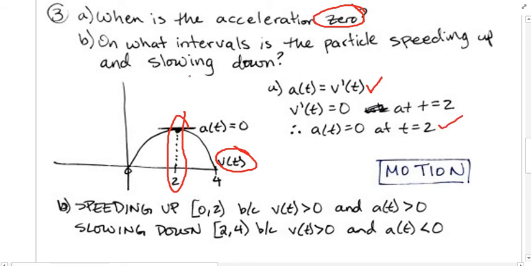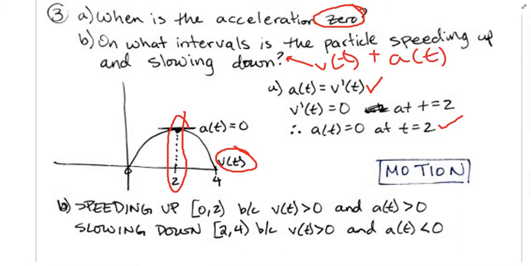Let's move on to part B. We got to find the intervals where the particle is speeding up and slowing down. Now, this is a huge error many students make. Many students are going to tell you that speeding up and slowing down is only based off of velocity, but that is actually not true. In order to do a speeding up, slowing down problem, you're going to need both velocity and acceleration. If you don't use both, I can guarantee you are not going to get full credit. Make sure that you use both velocity and acceleration.